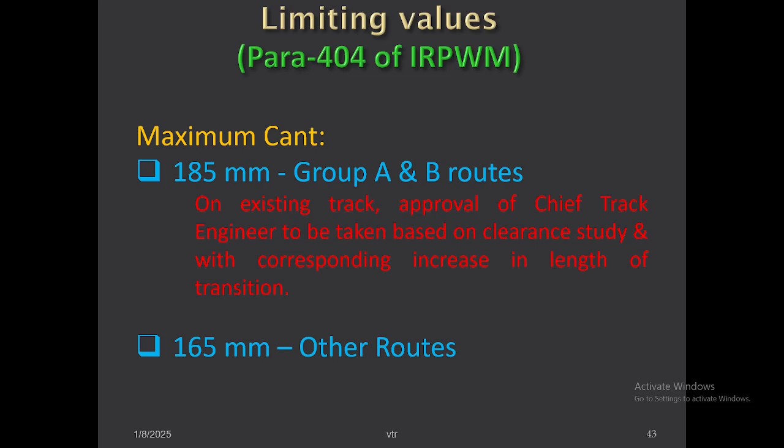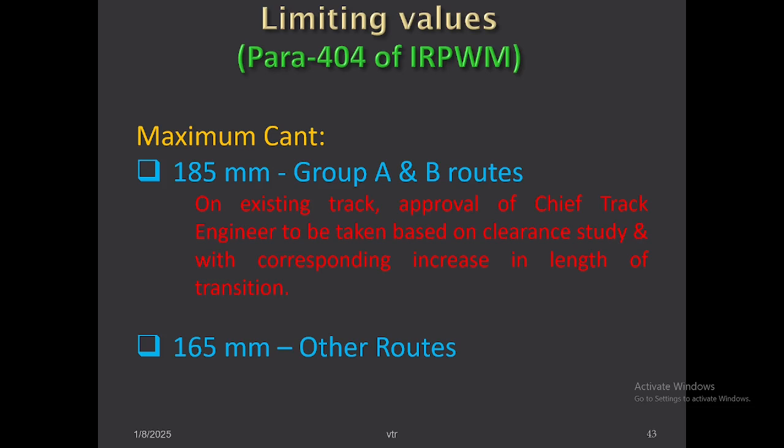Okay, for that, the length of transition also should be increased. And for that, some complete realignment curve will be required, and also there will be obligatory points, OHE must be taken care of, everything should be taken care of, and it should be done. So, based on a complete survey only, the existing track, we have to go for this one, 180.